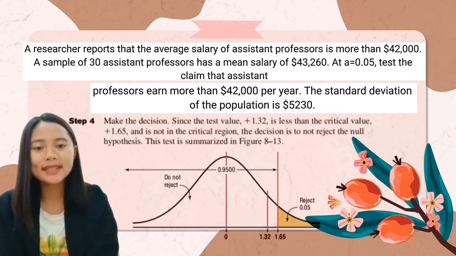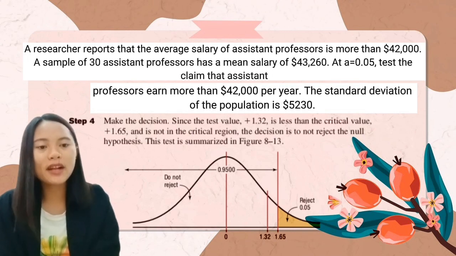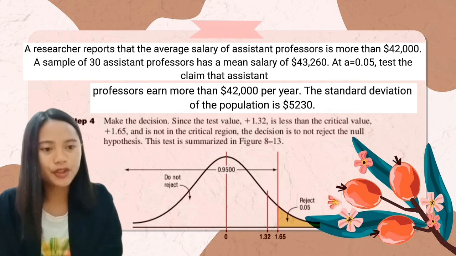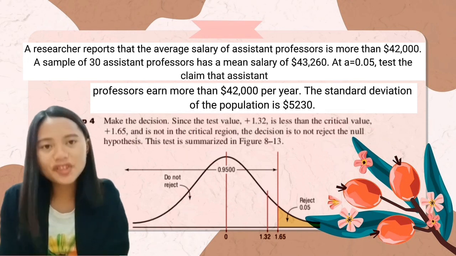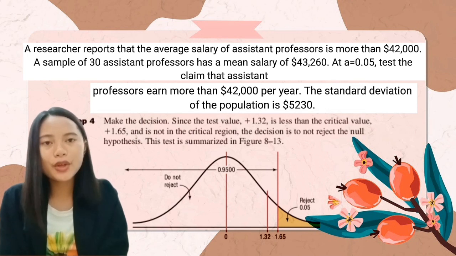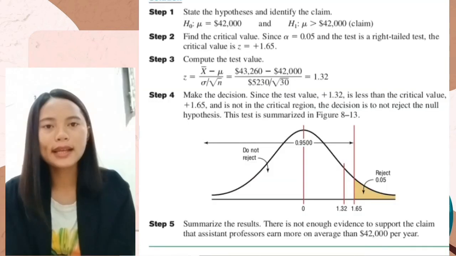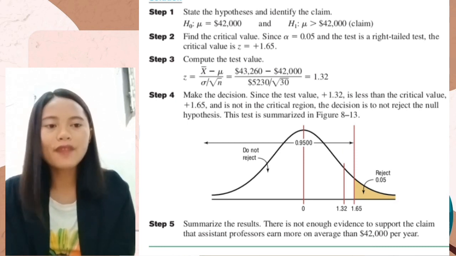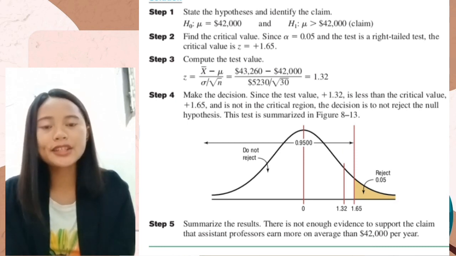Step 4. Make the decision. Since the test value 1.32 is less than the critical value, positive 1.65, and it's not in the critical region, the decision is to not reject the null hypothesis. This is summarized in the figure below. Step 5. Summarize the result. There is not enough evidence to support the claim that assistant professors earn on average more than $42,000 per year.